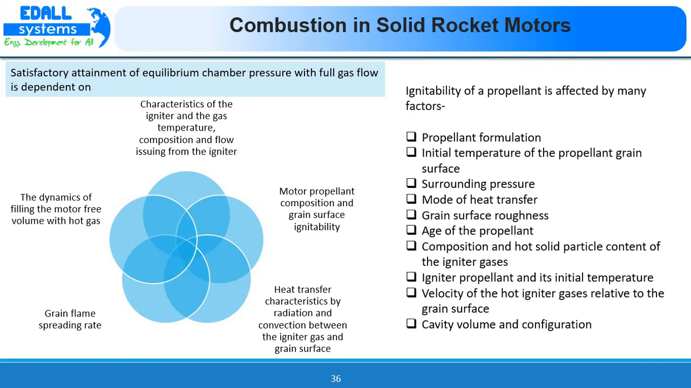Again, the ignitability of a propellant is affected by many other factors like propellant formulation, initial temperature of the propellant grain surface, surrounding pressure, mode of heat transfer, grain surface roughness, age of the propellant, composition and hot solid particle content of the igniter gases, igniter propellant and its initial temperature, velocity of the hot igniter gases relative to the grain surface, and the cavity volume and the configuration used for solid rocket motors.